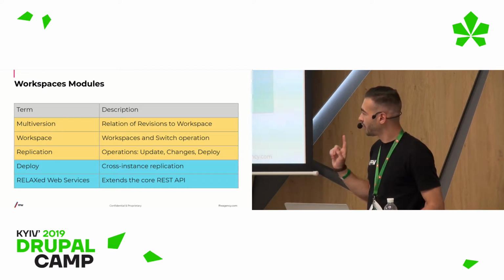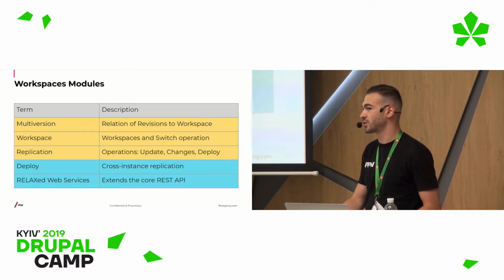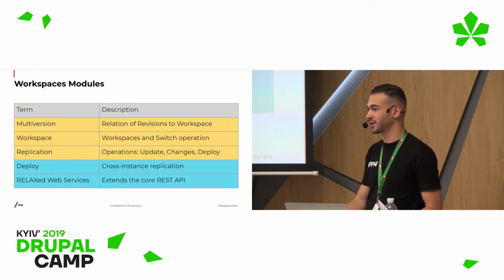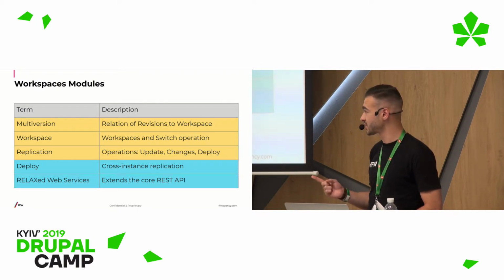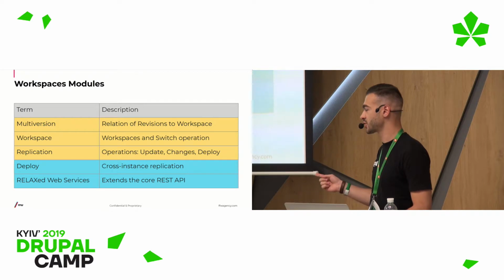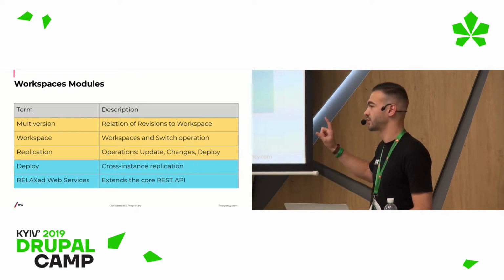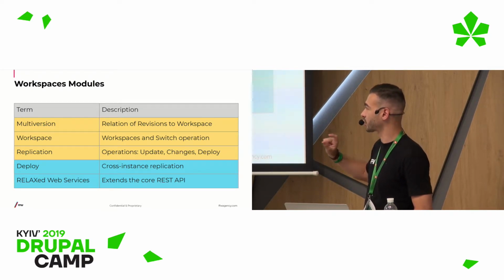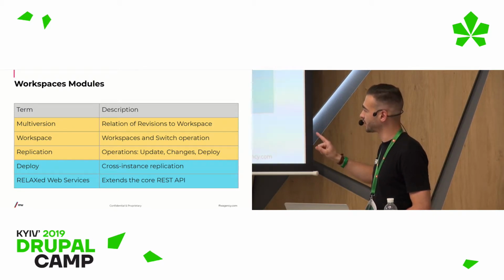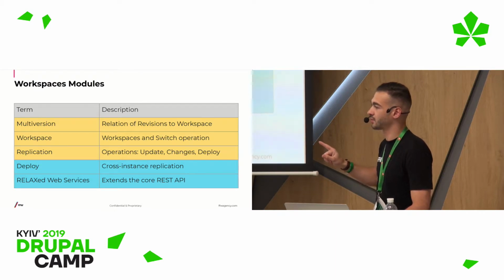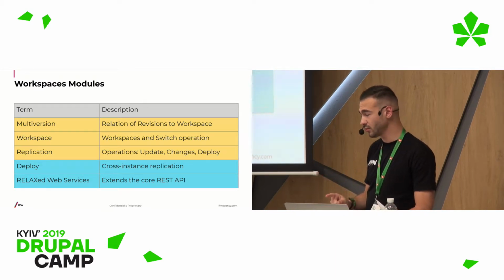And deploy and relaxed web services, you would need these modules if you want to share content across sites, across instances. So in case you only want to have one instance and have multiple branches in it, you will only need the first three. If you want to have cross-instance replication, you would need to add two more and configure the connection.